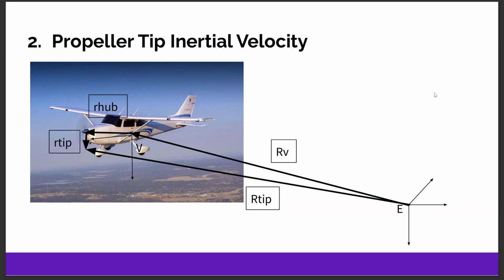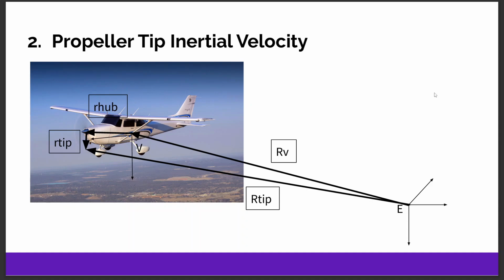So then the next example that we're going to see is the propeller tip of an aircraft, and we want to be able to compute the inertial velocity of that propeller tip. And it is actually the same method as the one we just used before. And the first thing you need to do is to establish your reference frames, and that is the inertial frame E fixed to the ground and the body frame V fixed to the aircraft.